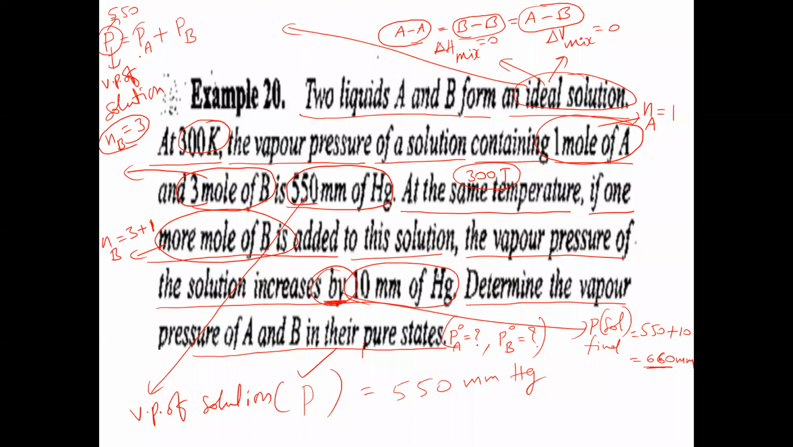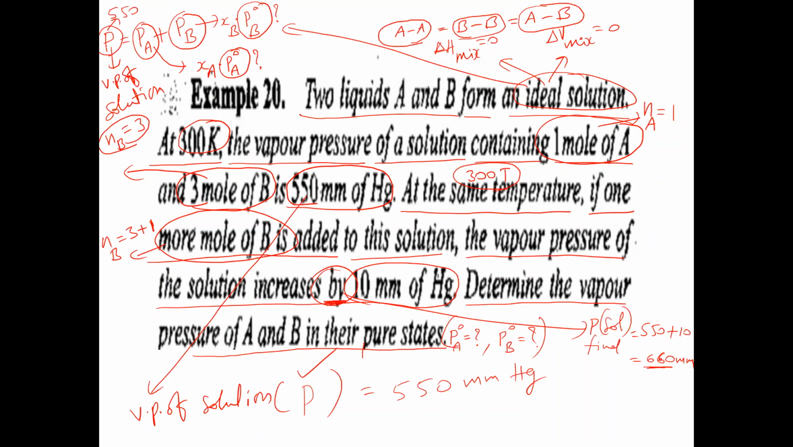And also we know that PA is equal to what? XA into PA naught. PB is equal to XB into PB naught, where XB is the mole fraction of B. This PB naught we have to calculate. And PA means XA into PA naught. This PA naught is also asked to calculate.